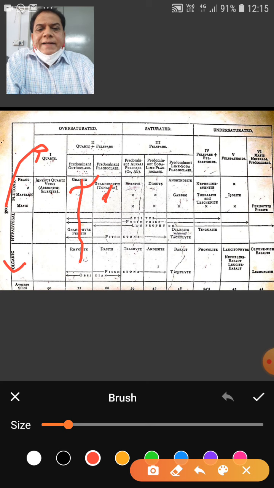We were discussing that in the second column, the quartz plus feldspar, in that first quartz plus orthoclase, and the rock is plutonic, then that is your granite. Similarly, quartz plus dominating plagioclase, then the rock is your granodiorite. Volcanic equivalent of granite is your rhyolite. Similarly, volcanic equivalent of granodiorite is dacite. They are written here, right?